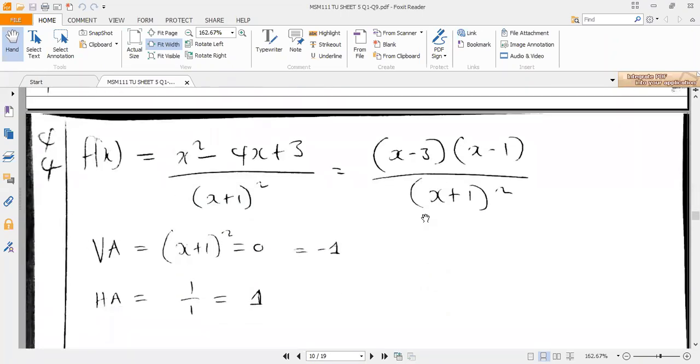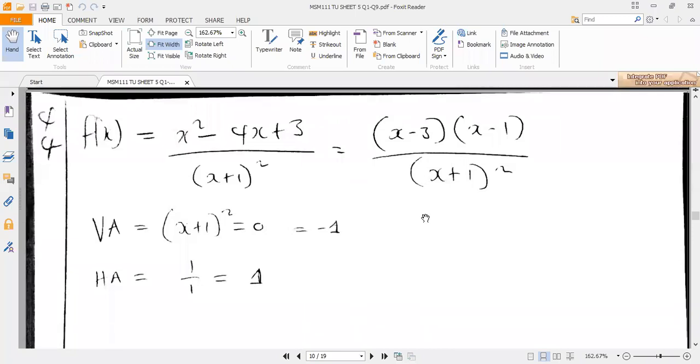Question 4, this is I think J. Question 4J talks about (x squared minus 4x plus 3) over (x plus 1) squared. We have been told to graph this function. So the first thing that you can do on this type of function is that you can simply factor the top part. So you have (x minus 3)(x minus 1) here.